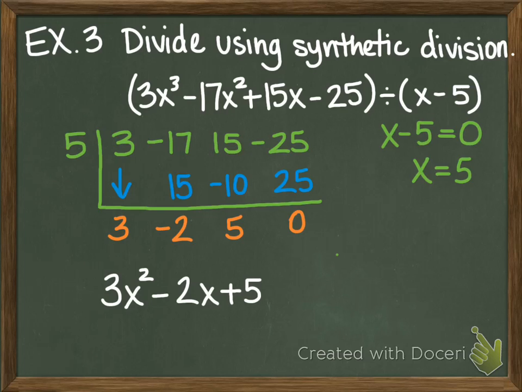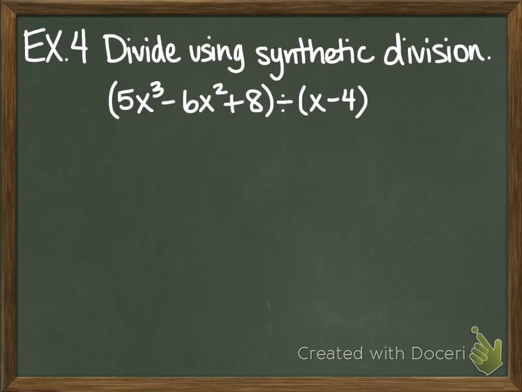Okay, so this one was nice because we had a remainder of 0. So let's see what happens when we don't have a remainder of 0. So example 4, we're supposed to divide 5x cubed minus 6x squared plus 8 by x minus 4. So you start by setting what you're dividing by equal to 0. So x minus 4 equals 0. So that means x equals 4. It's always just going to be the opposite sign.